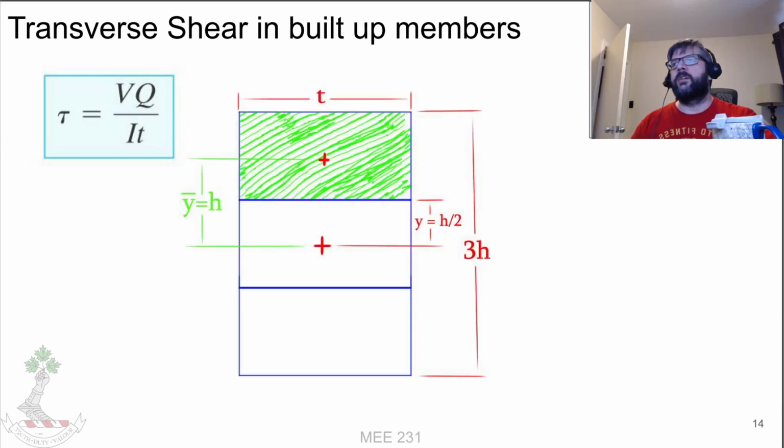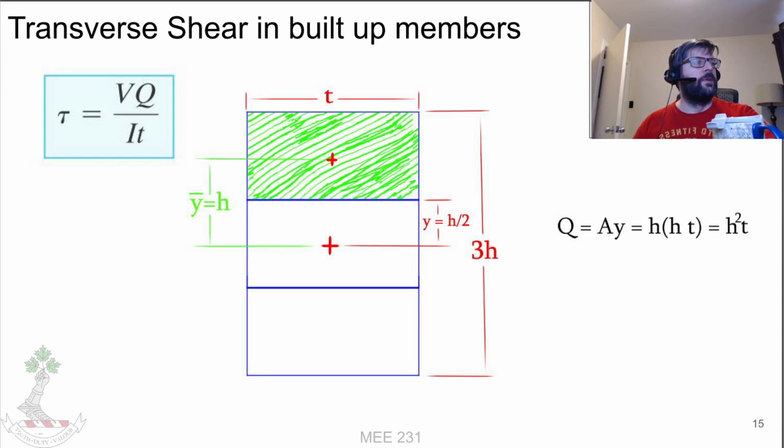So we would need to determine the Q for this area up here, shaded in green. Again, Q is the area times the y bar. The y bar here would be half h plus another half h. The area is going to be h times t. So Q just ends up being h squared times t.